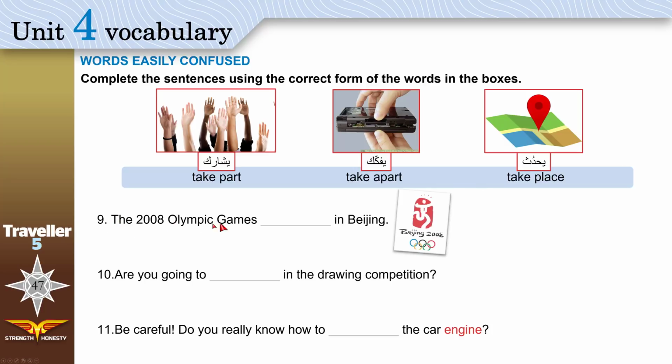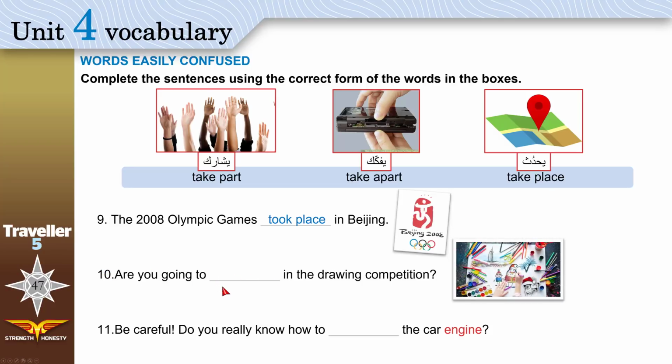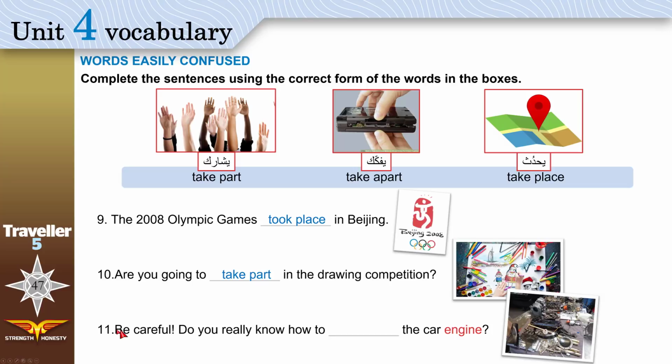The 2018 Olympic Games in Beijing. Beijing is a city in China. It took place. Use the correct form. We need the past. It happened in 2018. Took place, not take place. Are you going to, in the drawing competition, take part, participate, get involved? Be careful. Do you really know how to take apart the car engine? Car engine is like the heart of the car. It is what makes the car move and run. Take apart. Disassemble.